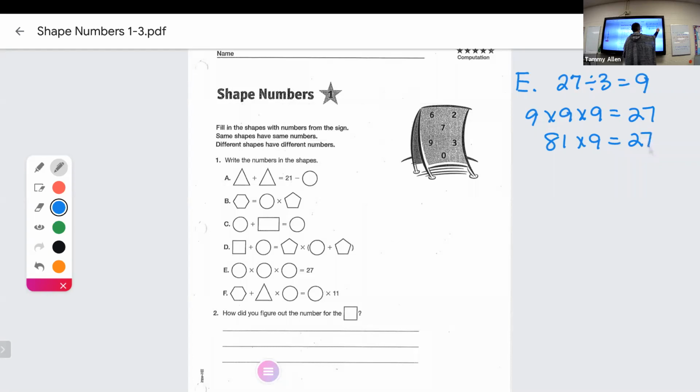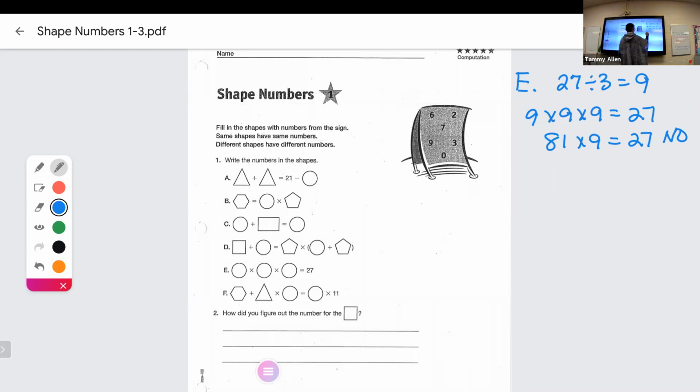Is 81 times 9 equal to 27? No. That would be a no. So it's a good place to start, but that doesn't work out for us. That's way too high, right? And as we take a look at that, we need to understand that we are multiplying the same number 3 times, as opposed to adding the same number 3 times. There's a difference there. So, what other number do you want to try?